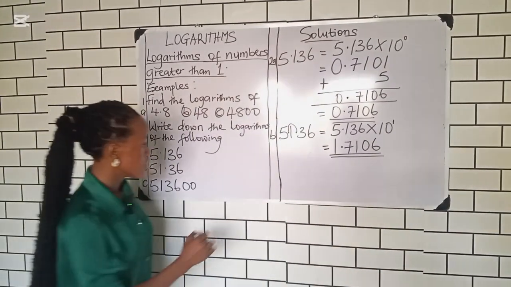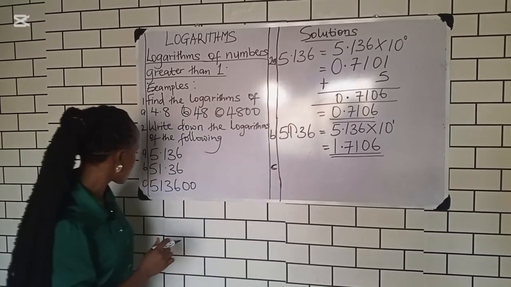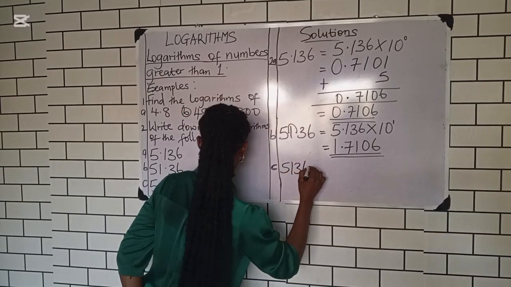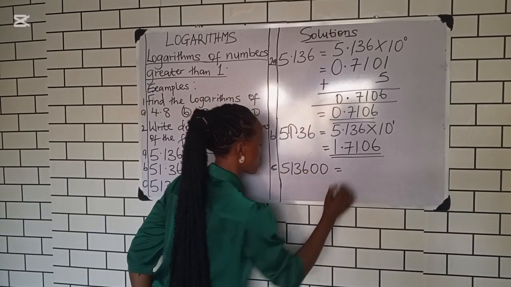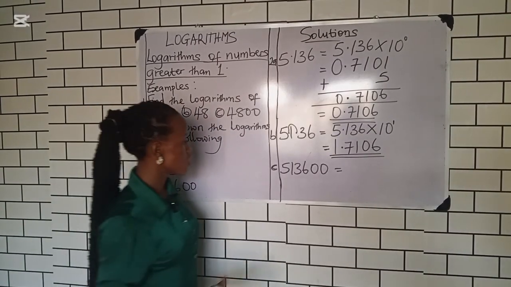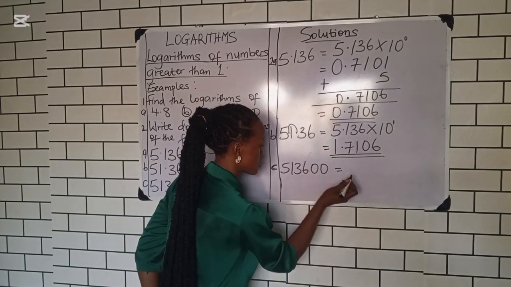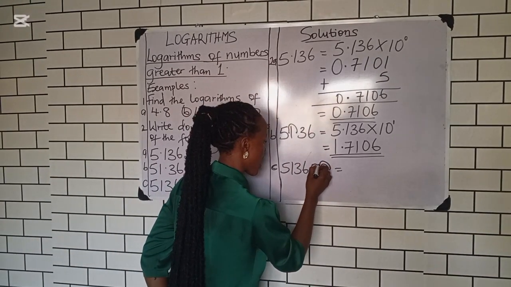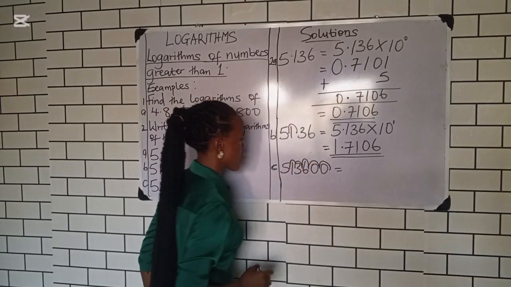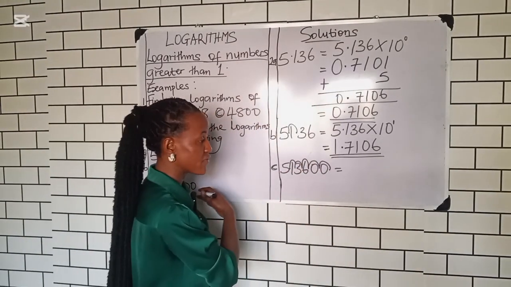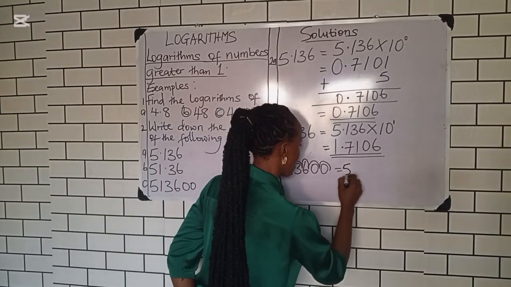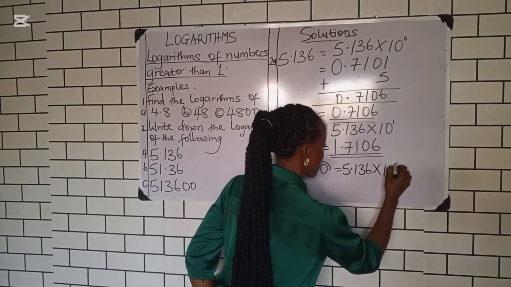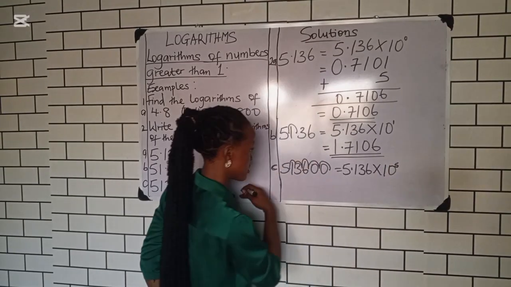Now going further, question C is 51.3600 is equals to. Now writing this number in standard form, there's no decimal point here. We're going to assume that our decimal point is after the last digit, which is here. You move your decimal point, it counts 1, 2, 3, 4, 5. We counted 5 times and to the left side. Now you are going to have your 5.136 times 10 raised to power 5. It's a positive 5 because of the side we counted to.